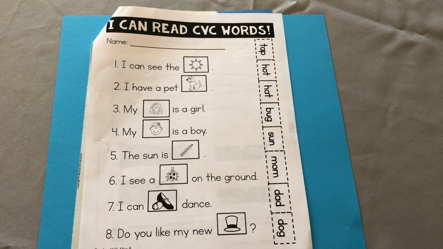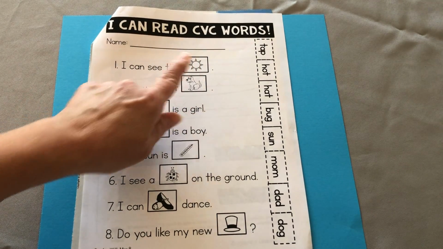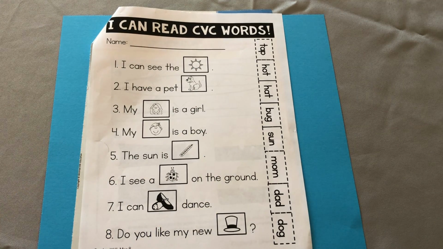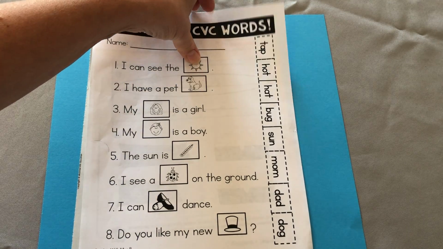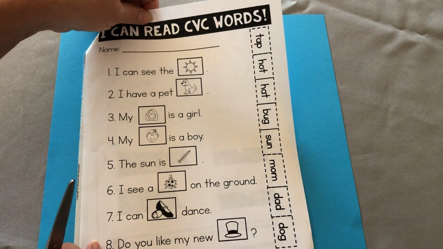And then we will be reading the sentences and looking at the picture, and we want to find that word. So I can see the sun. I know that word is sun. Sun has s at the beginning, so I am probably going to be looking for a word that begins with S. I know a lot of you were saying that.